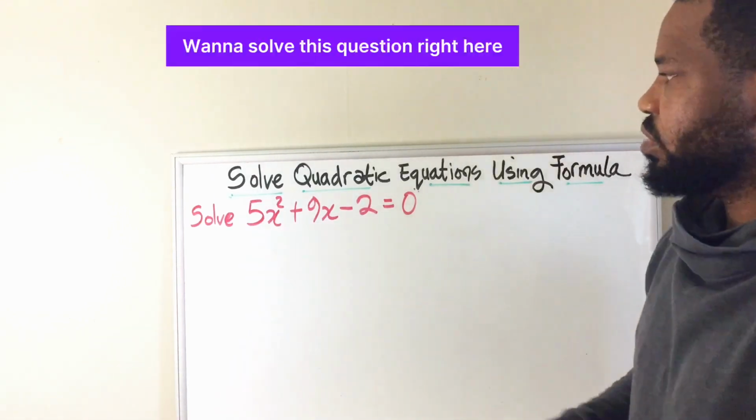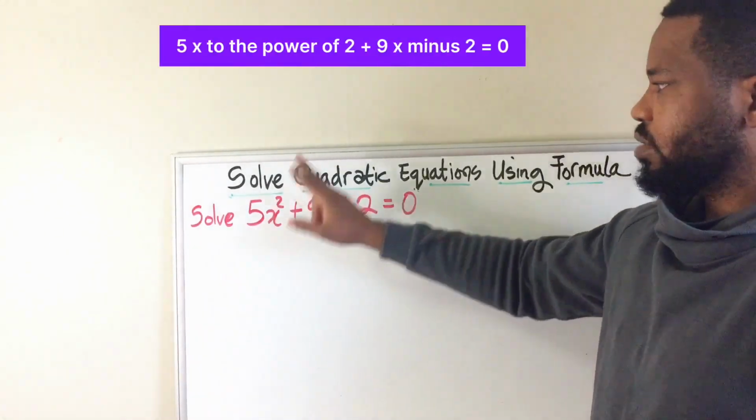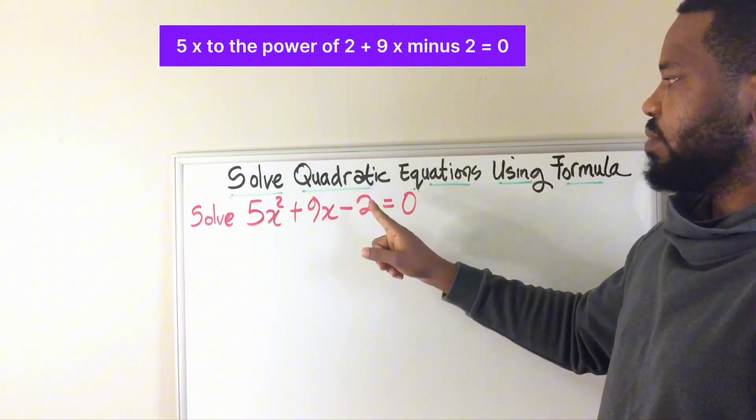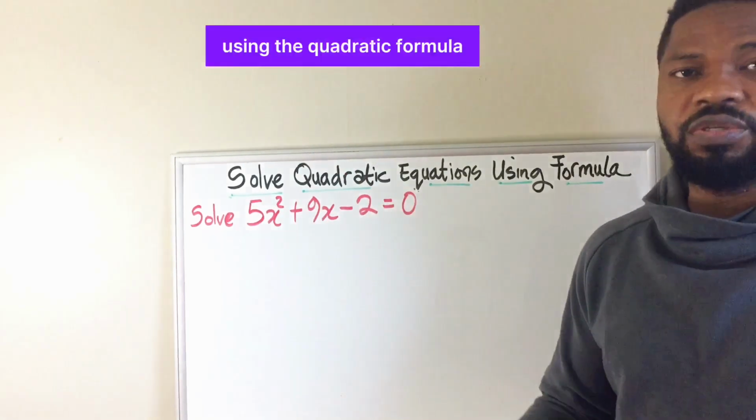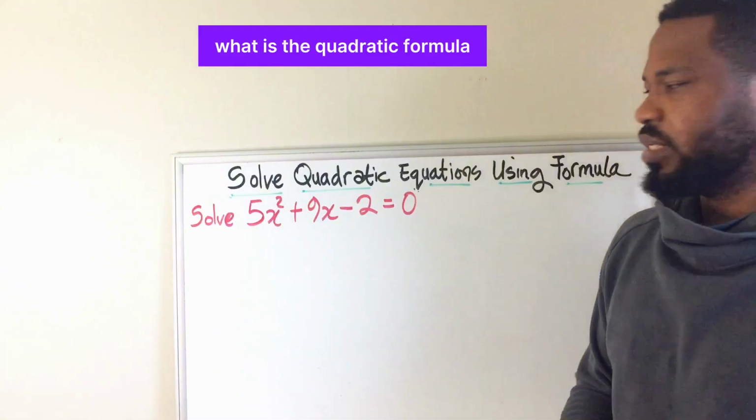In today's lesson, I want to solve this question right here. Find x in x squared plus 9x minus 2 equals 0 using the quadratic formula. What is the quadratic formula?